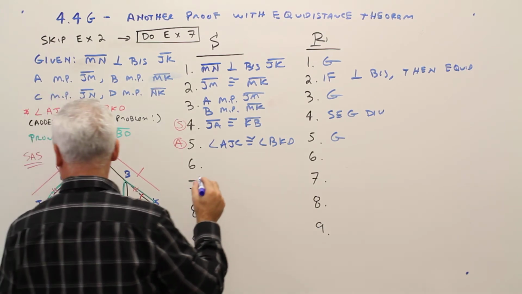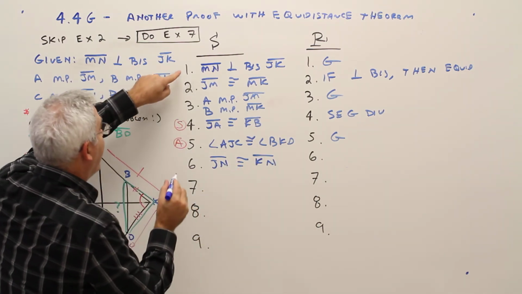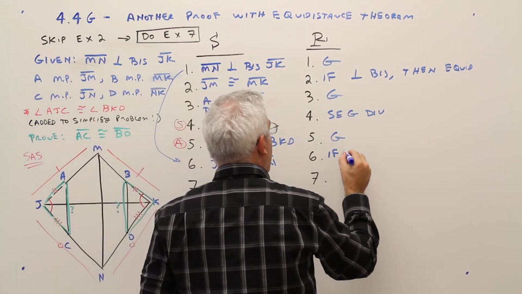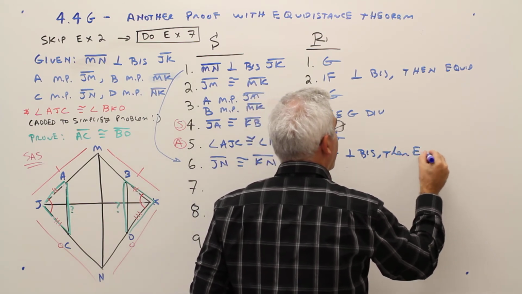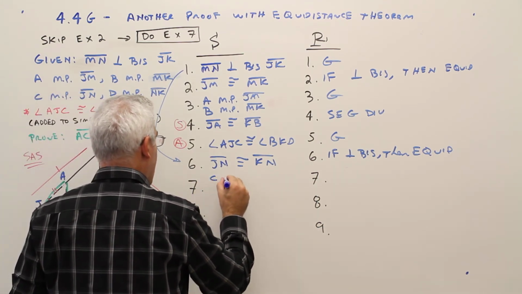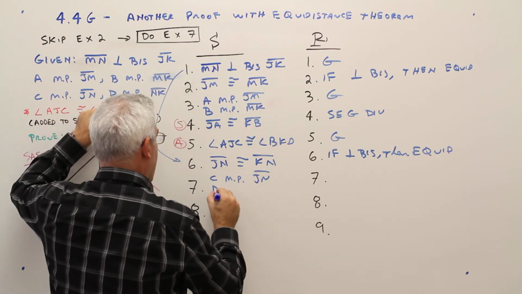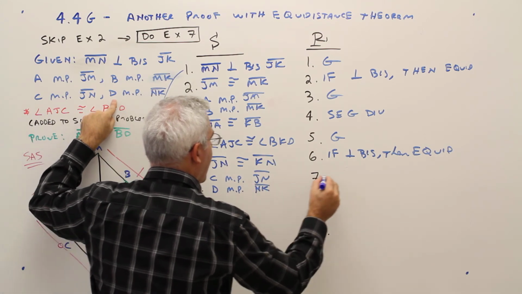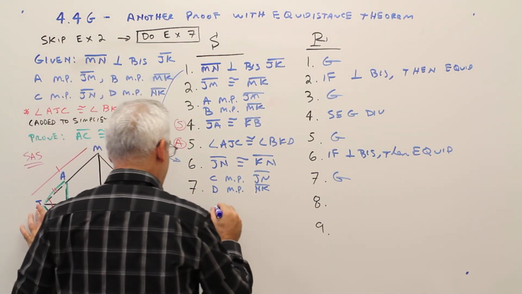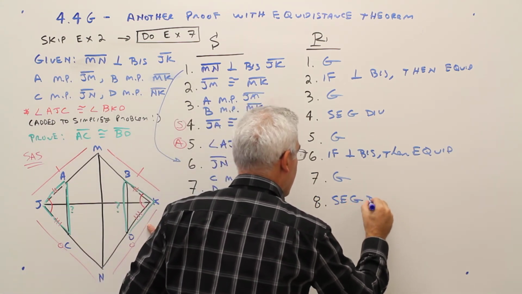So we're going to get JN to be congruent to KN. Again, just so you know, that's coming from that statement right there. All right, so that would be if perpendicular bisector, then we're equidistant. Okay, then I'm going to say those midpoints. C was a midpoint of JN, and D was a midpoint of NK. That was given. So now I've got the big things chopped in half. Again, I've got segment division. So I'll say JC is congruent to KD. That's going to be segment division.